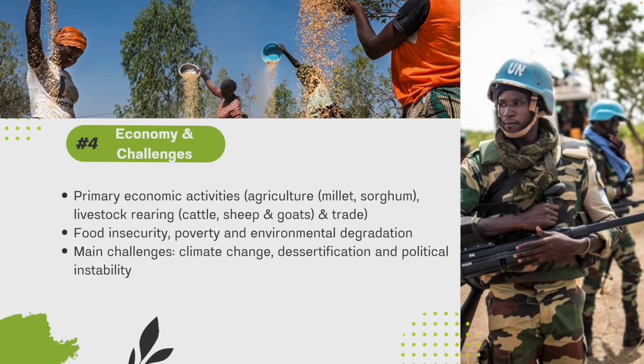So like we said before, agriculture, livestock rearing, and trade are the primary economic activities in the Sahel region. Crops such as millet and sorghum, which are some of the things we talked about when we looked at African cuisine, and cowpeas are grown, while livestock like cattle, sheep, and goats are raised.